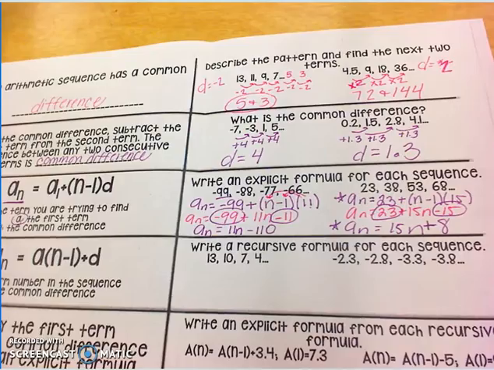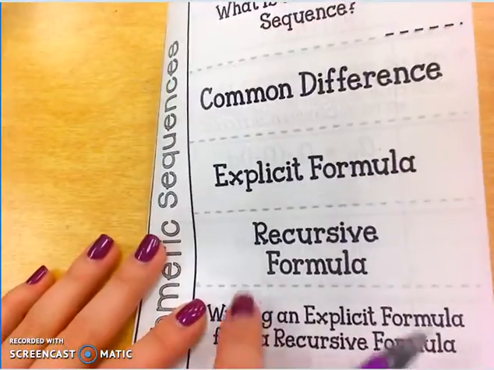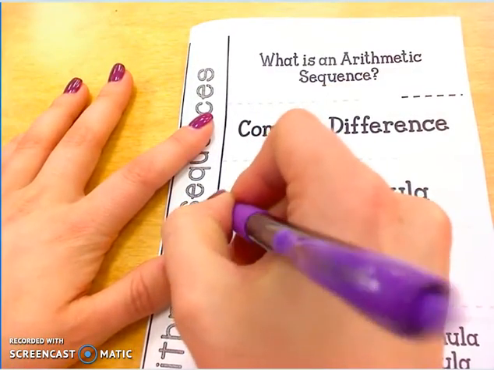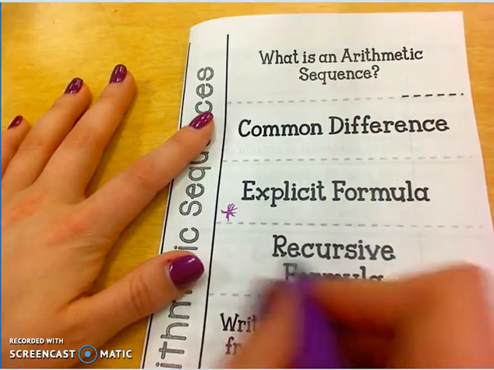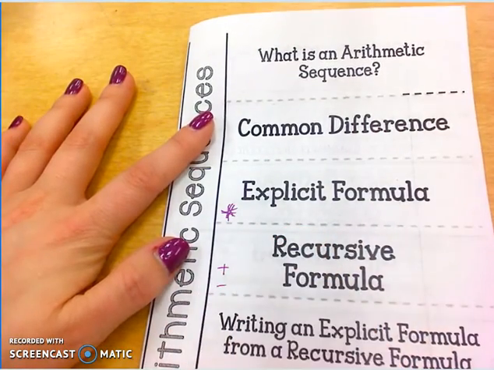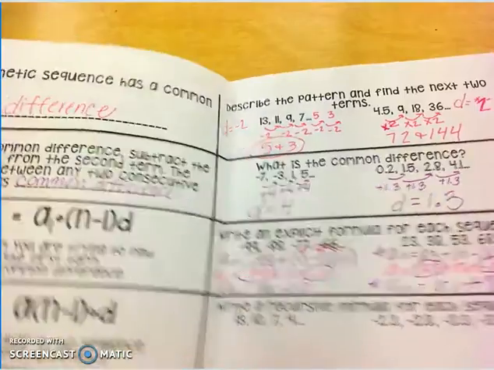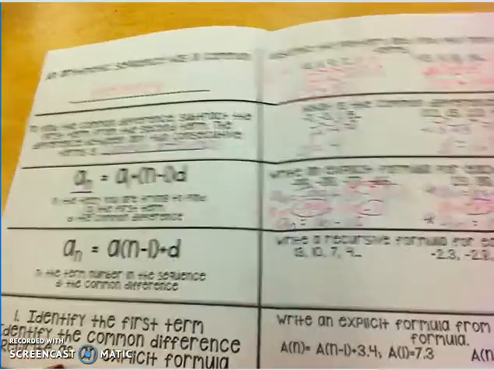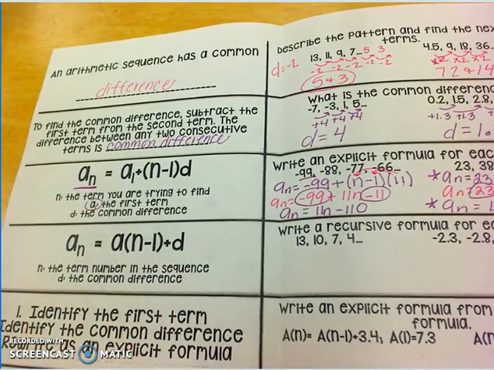Now the next thing we're looking at is a recursive formula. Okay, so recursive. We did explicit, which had that multiplying thing going on at the end by the common difference. Recursive, we're going to add or subtract. So we're going to write this recursive formula. It's similar but a little bit different.